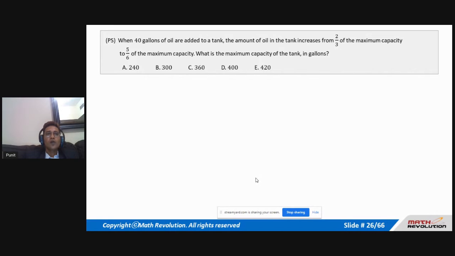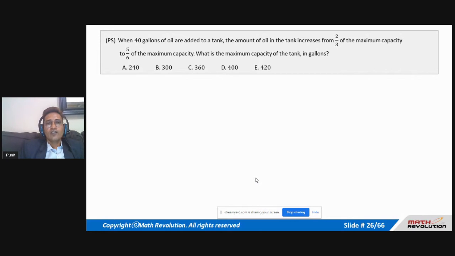The question says, when 40 gallons of oil are added to a tank, the amount of oil in the tank increases from 2/3 of its capacity to 5/6 of the maximum capacity. Now, we are not aware what the maximum capacity is exactly. What we know is that when 40 gallons of oil is added, the amount of oil in the tank increases from 2/3 of its maximum capacity to 5/6. The question is asking for the maximum capacity of the tank.